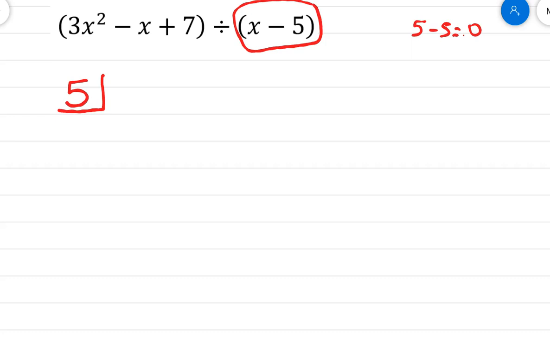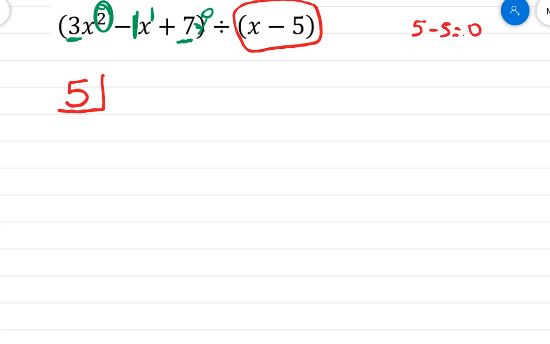5. To the right of that box, I am going to write the coefficients of the dividend. So what coefficients do we have? 3, there is a negative 1, and then I have 7 for x to the 0, the constant. My dividend is in standard form, decreasing order of the exponents. So you see, I go exponent 2, exponent 1, and this is exponent 0, it is in standard form.